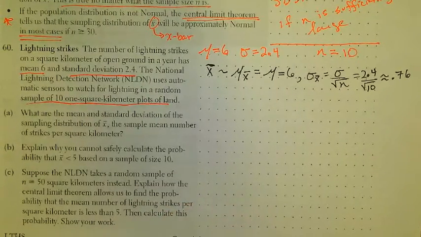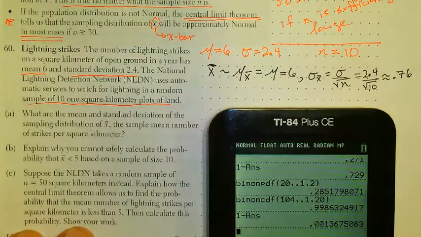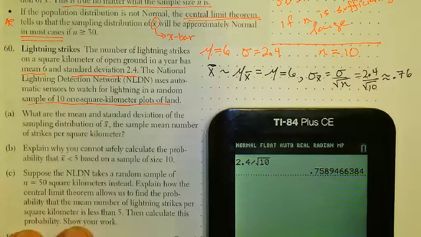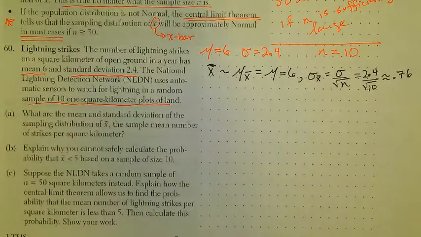You can verify that if you wish. Here's your calculator. Let's clear this out. 2.4 divided by the square root of 10. How about 0.76? We can see that there. Okay, so that's part A.